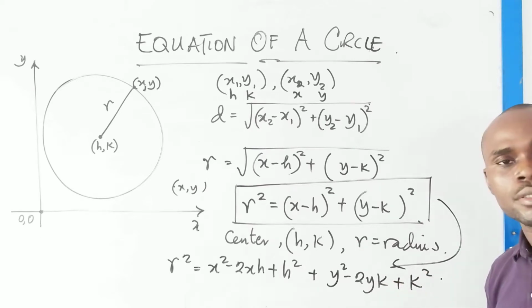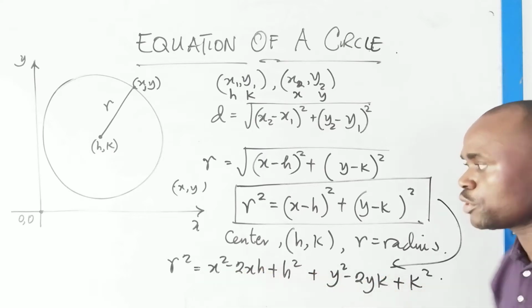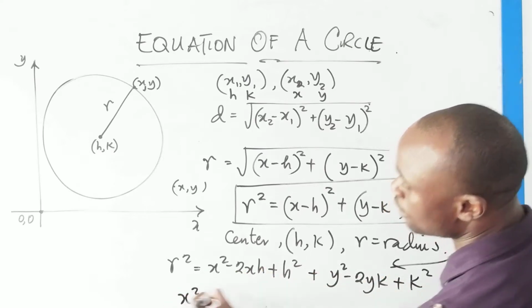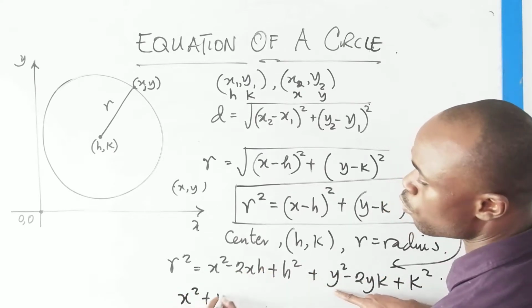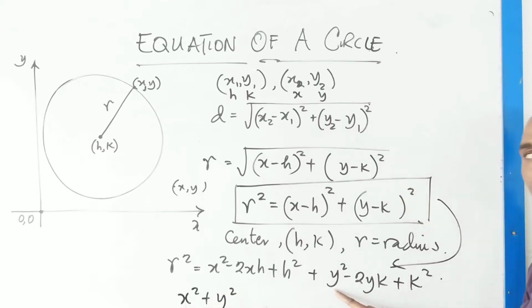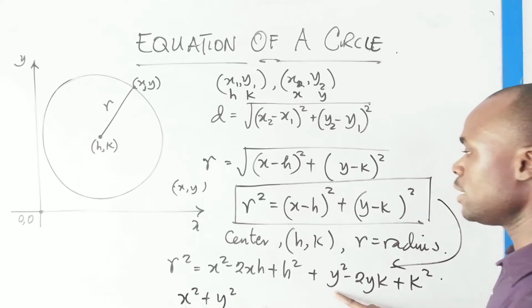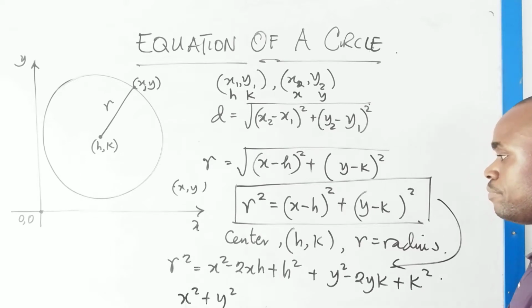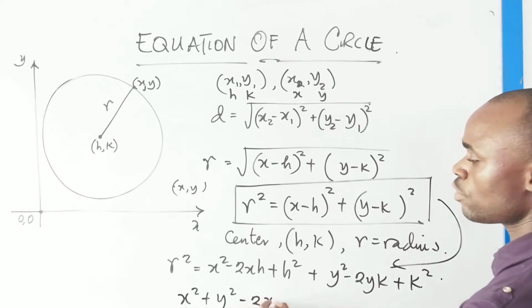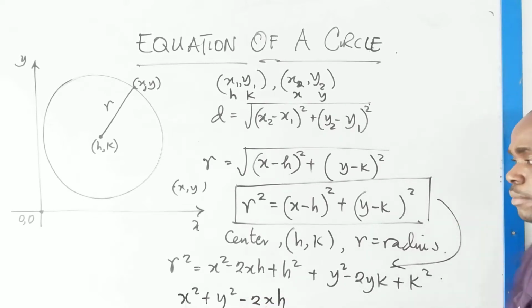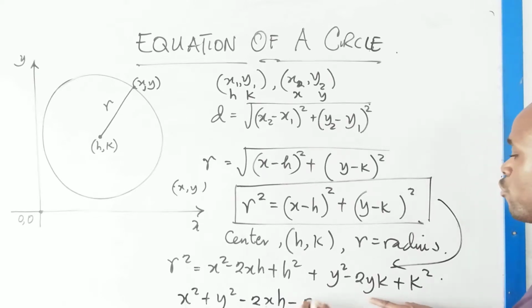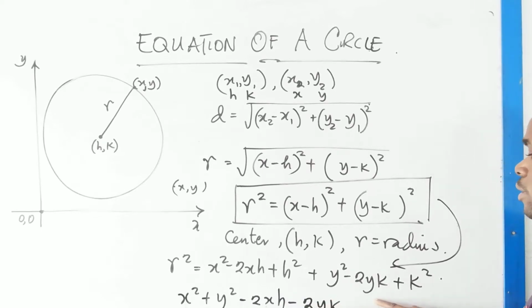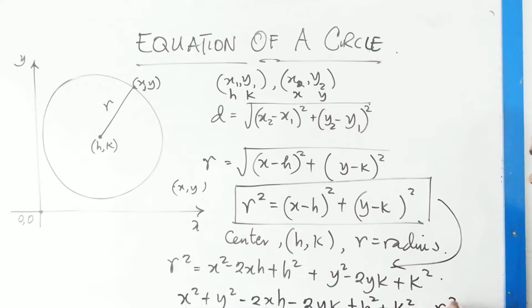I can arrange this equation to give me x squared plus y squared, minus 2xh minus 2yk, and I think I have something left. I have h squared left, I have k squared left, and on this other side I have r squared.